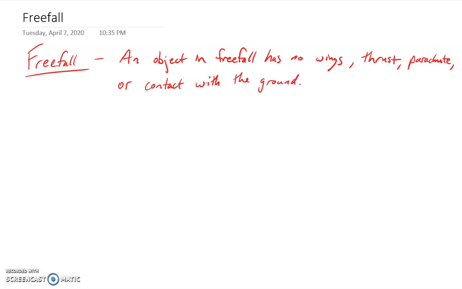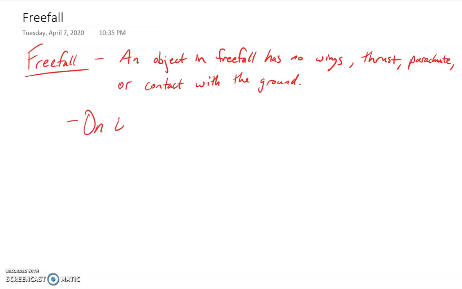That's going to be our definition of free fall. So it doesn't have any wings, no thrust, no parachute, no contact with the ground. So it's just an object that's in the air. Think of a ball that you've thrown upward while it's not touching your hand and hasn't landed yet. That time it's in the air, it's in what we call a state of free fall.